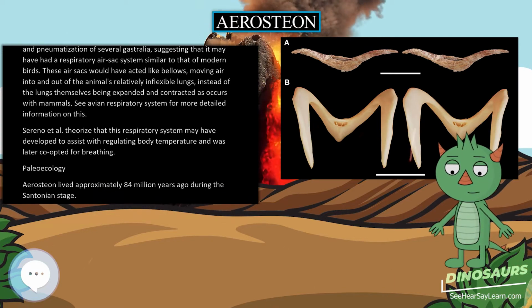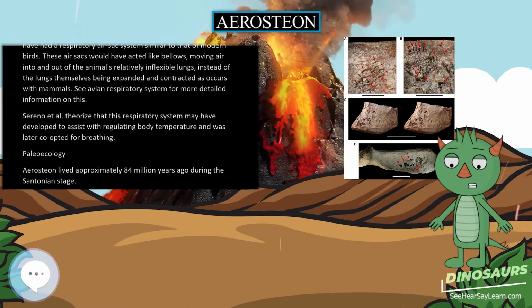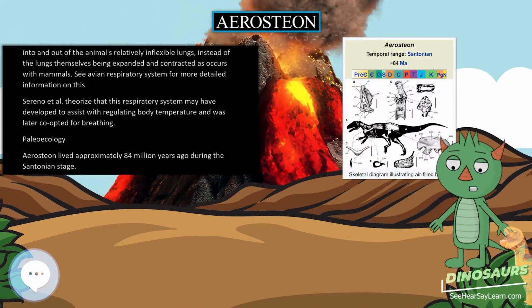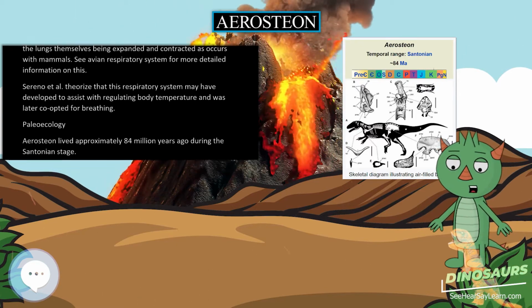Serrano et al. theorized that this respiratory system may have developed to assist with regulating body temperature and was later co-opted for breathing. Paleoecology. Aerosteon lived approximately 84 million years ago during the Santonian stage.